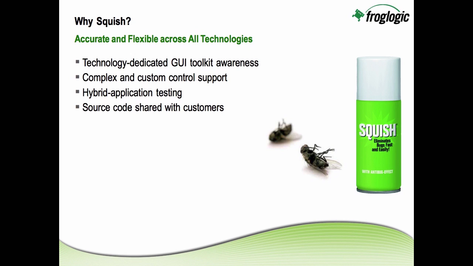Now, why Squish over other tools out there? Squish has dedicated knowledge of each of the GUI toolkits that it supports. This intricate knowledge is going to help you be able to work with not only controls across the different technologies that Squish supports, but also be able to work with your more complex or your custom controls. Hybrid application testing allows us to work with multiple GUI toolkits together from a single solution. And not to mention that we also share our source code with customers.